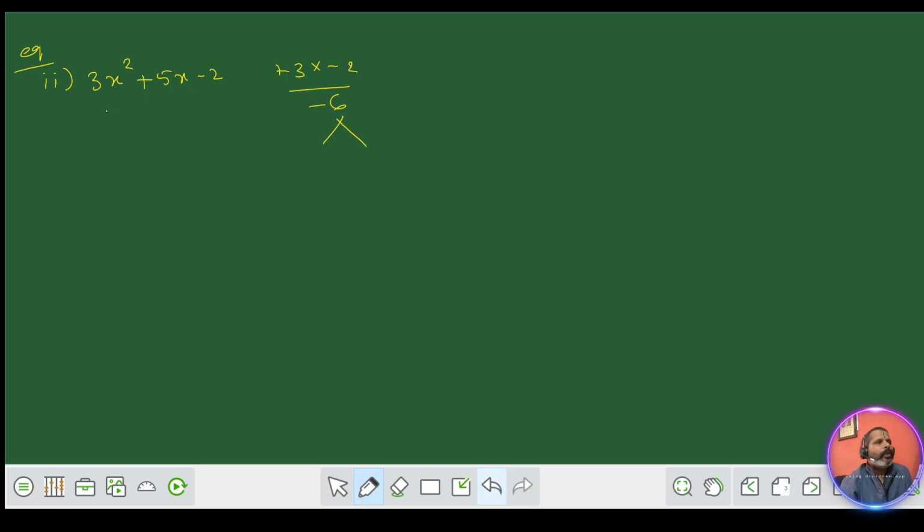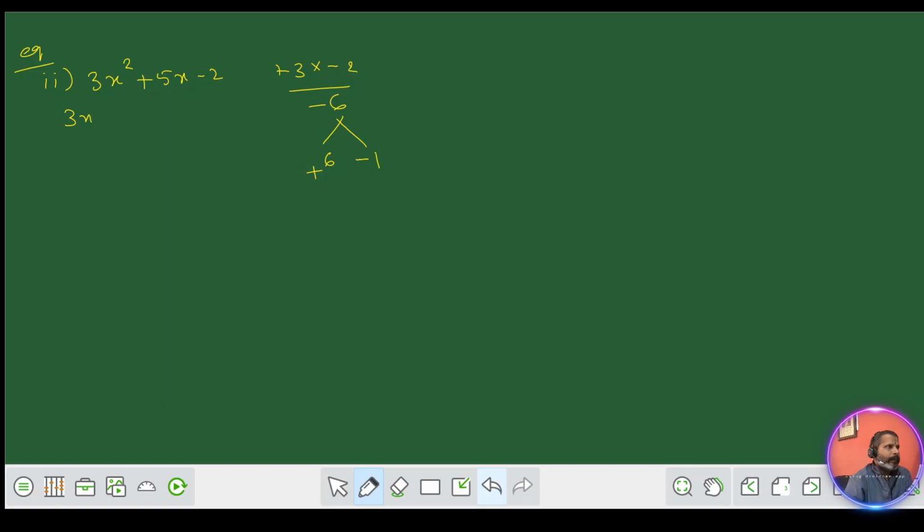Plus 3 is the coefficient of x square, minus 2 is the constant term. Find the factors for minus 6 such that the product should be minus 6 and the sum should give you plus 5. Let's see, 6 into 1: plus 6 and minus 1, the product will give you minus 6, and when added, we get plus 5. Yes, they make the factors.